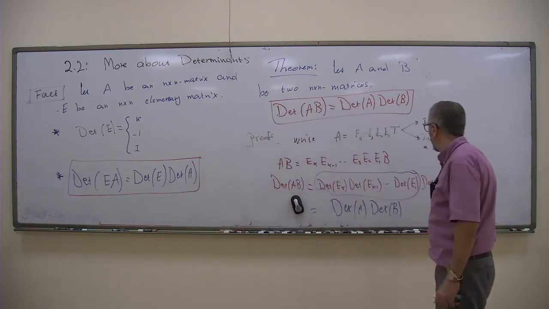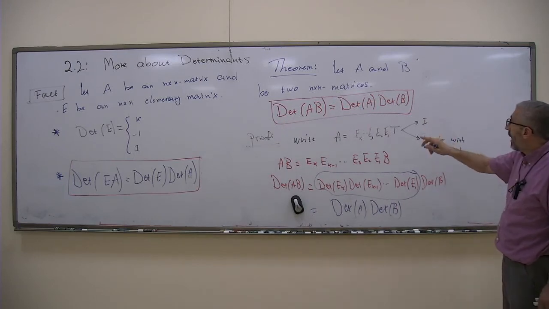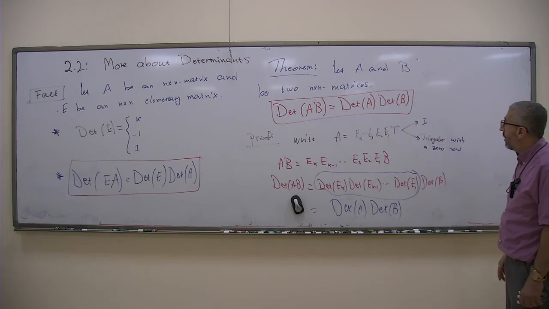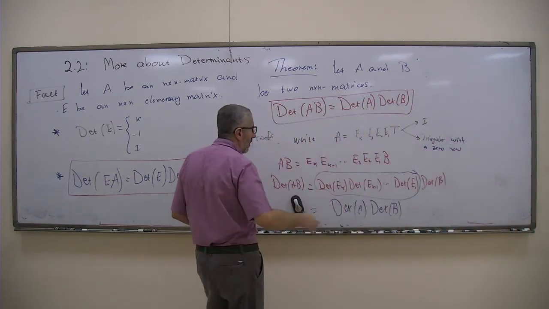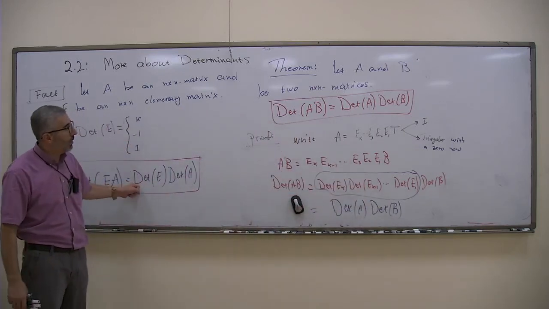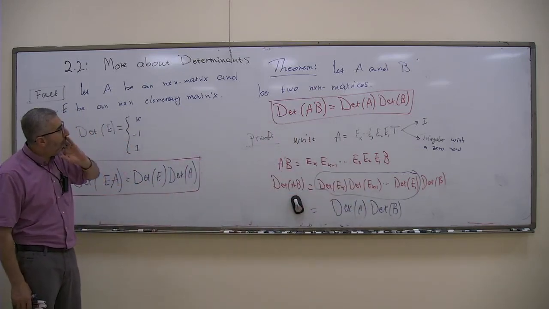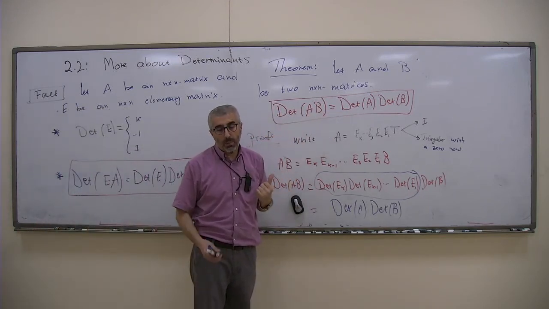Together with the fact that when A is non-invertible, the product is non-invertible and the determinant is 0, you can exclude that case, and this will be a good verification using this fact. So from now on, the determinant of the product is the product of the determinants.